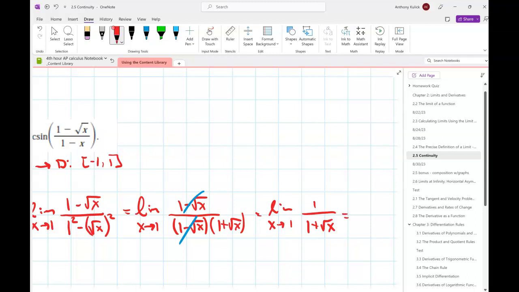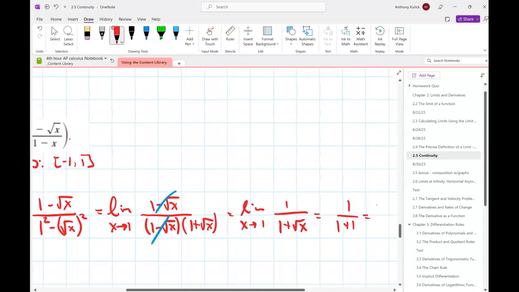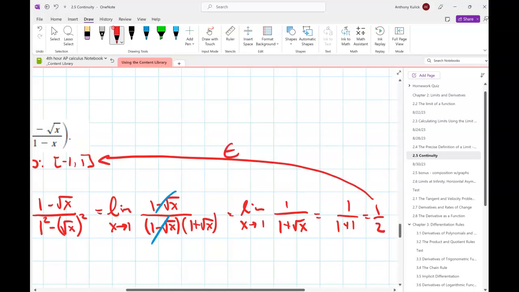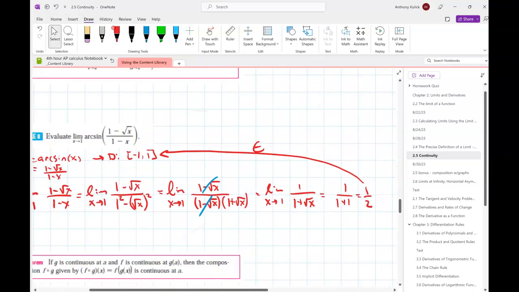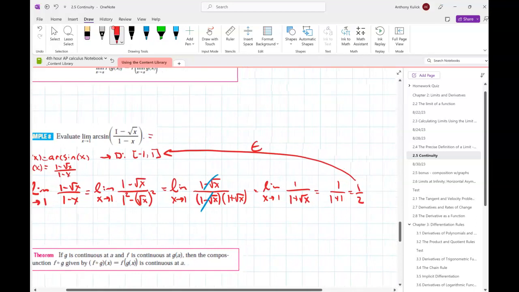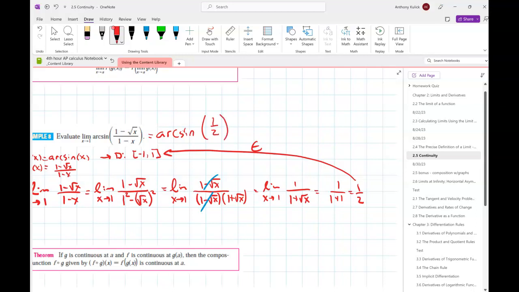And now this is continuous, so I can just direct substitute it in. So I get 1/2. And since 1/2 is in the domain, this limit is just going to be the arcsine of 1/2. Which one is it? What's the arcsine of 1/2?